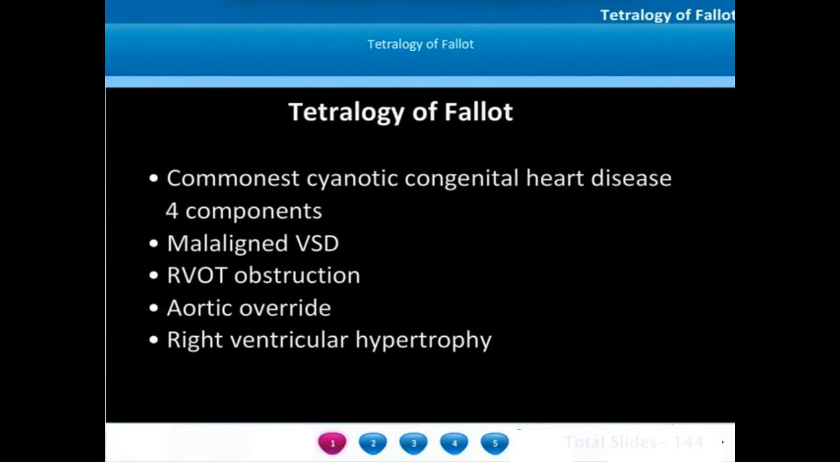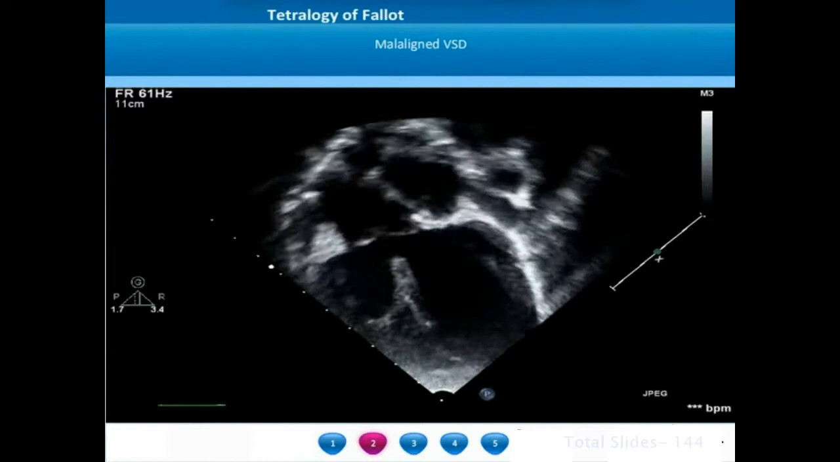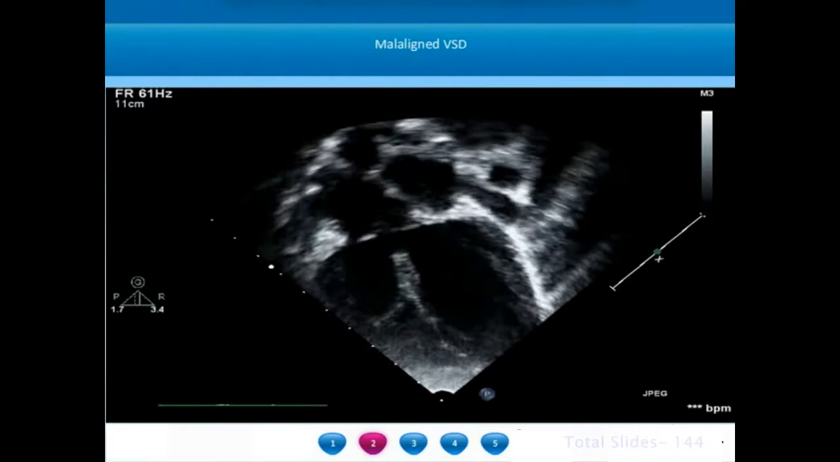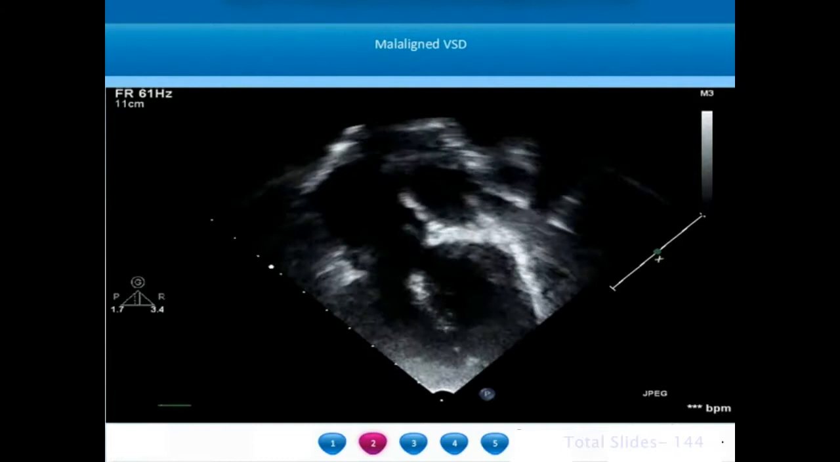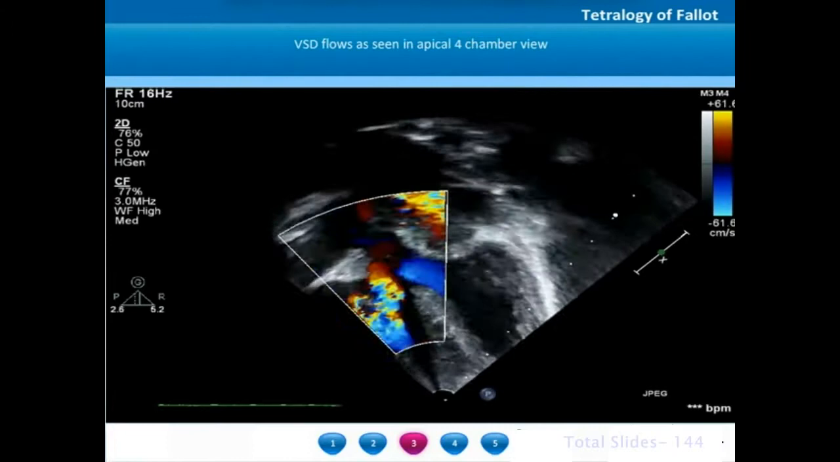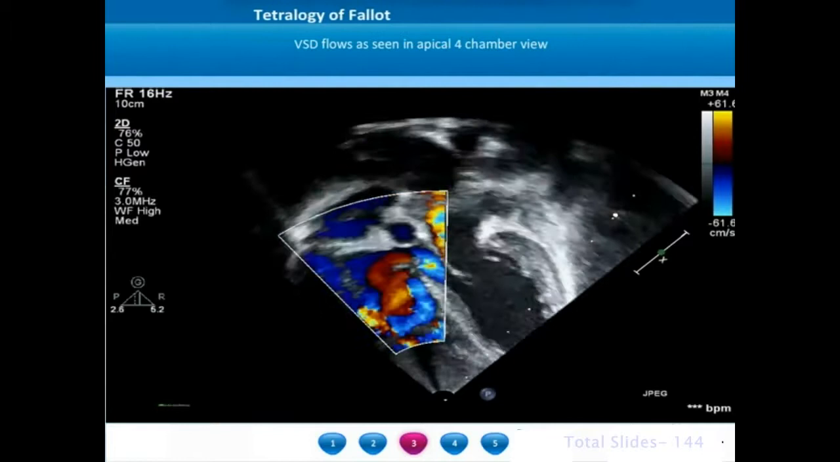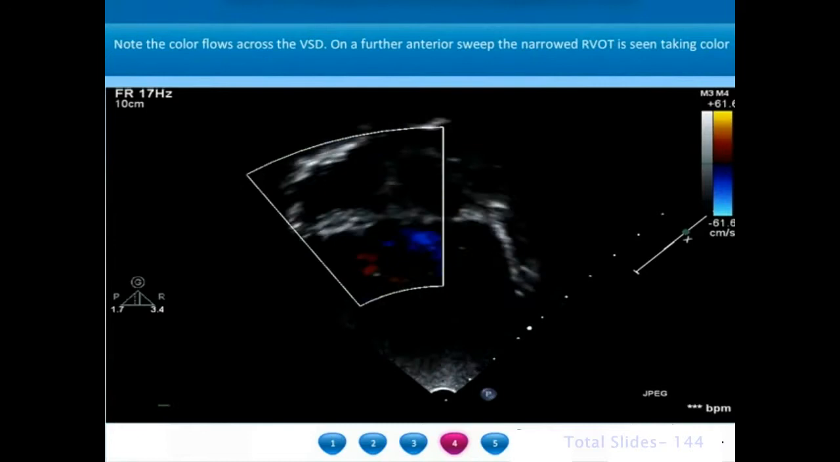In an apical four-chamber view, a malaligned conotruncal ventricular septal defect is seen with aortic override of around 50%. The aorta is equally committed to the right and the left ventricle. On color flow imaging from the same apical view, we can appreciate the bidirectional flows across the ventricular septal defect. On an anterior sweep from the same apical view, we can appreciate the narrowed infundibulum and the narrowed pulmonary valve.